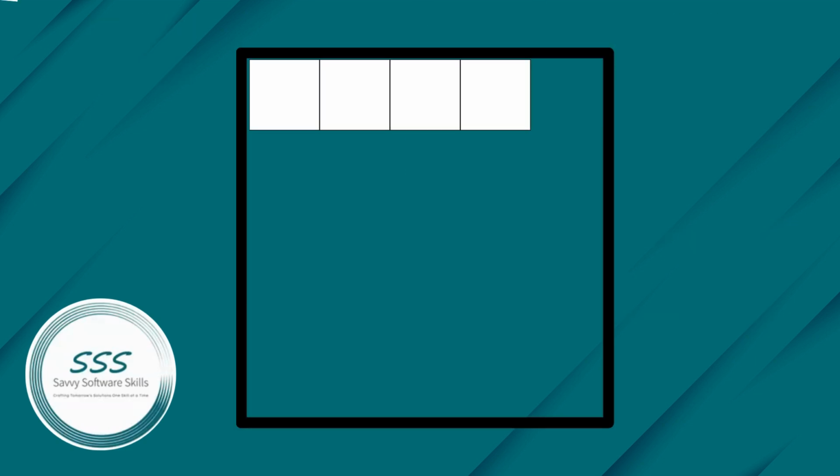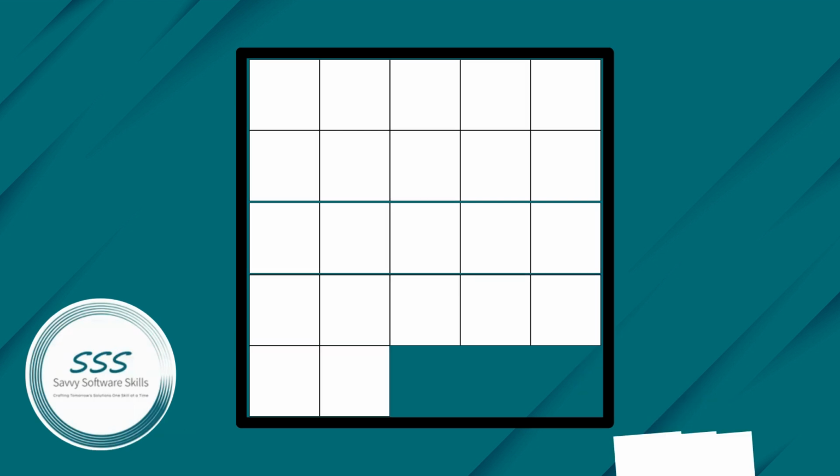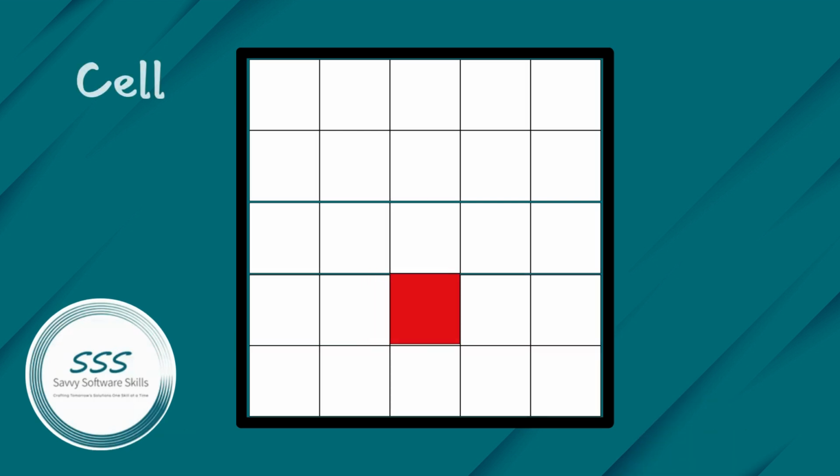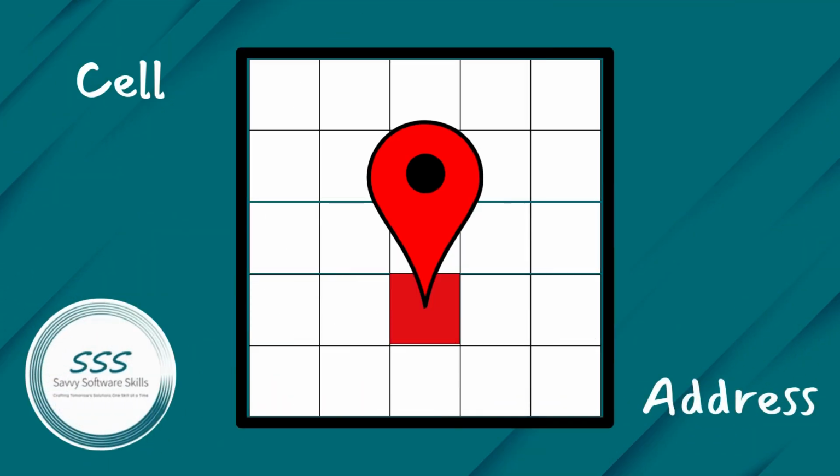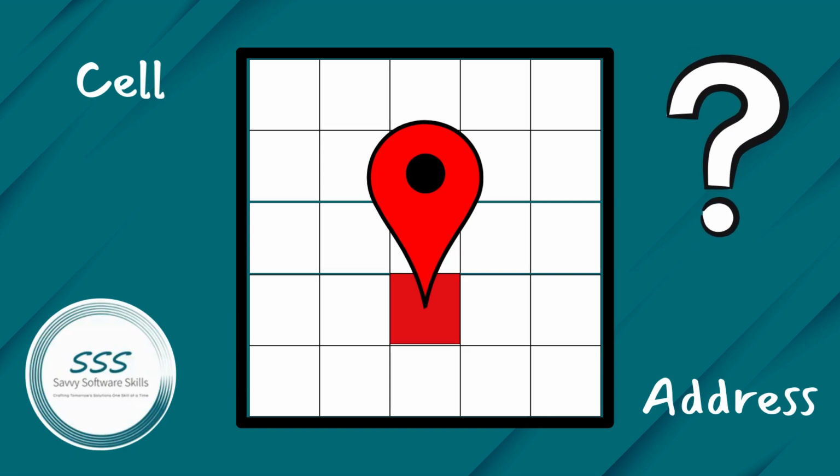Think of a spreadsheet as a grid made up of tiny boxes. Each box is called a cell. Each cell has a unique address. This is cell referencing. We are referring to a cell's unique address. So how do we determine what the address of a cell is?